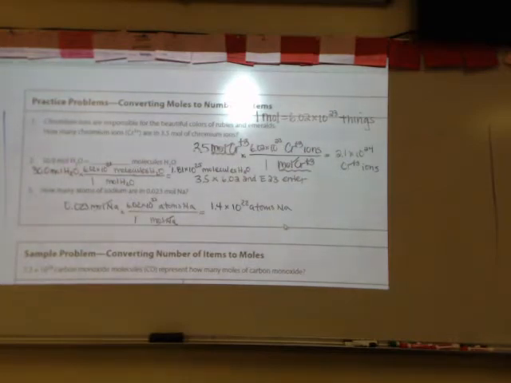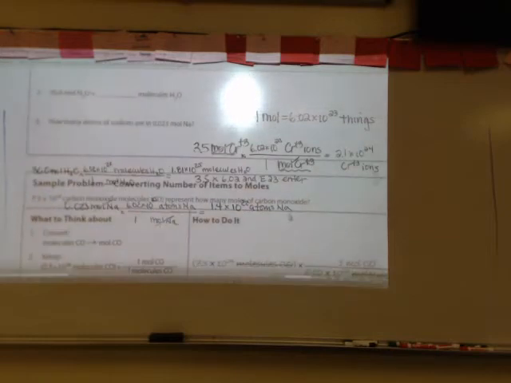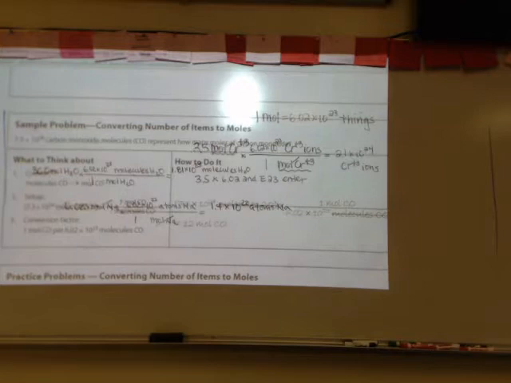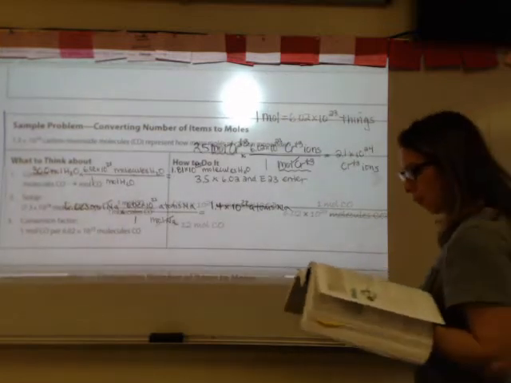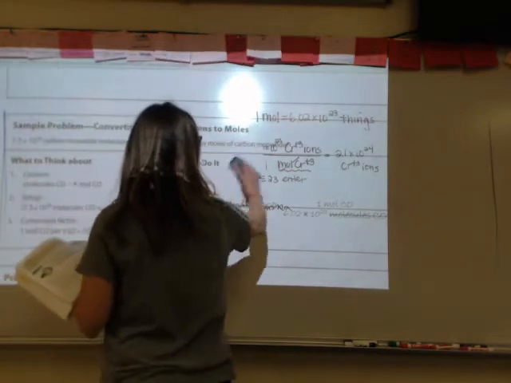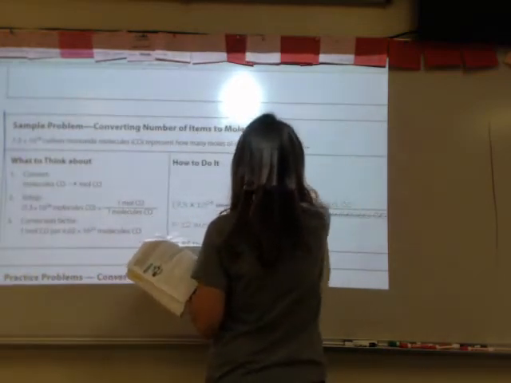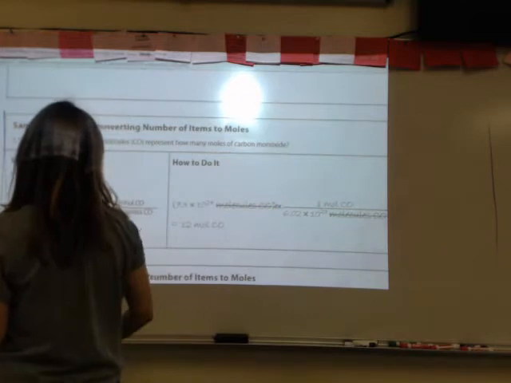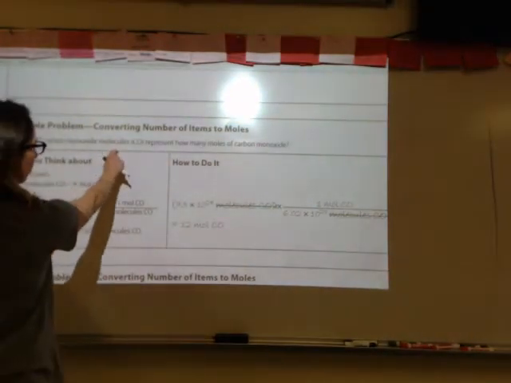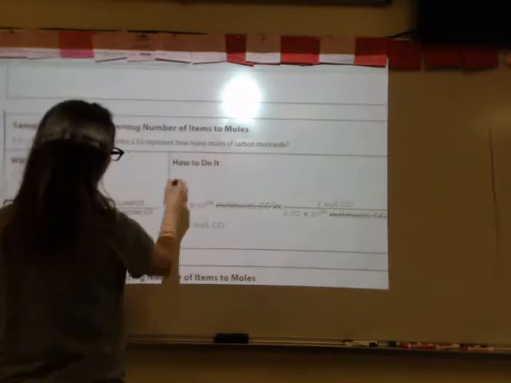Now, what if I am going to convert the other way? So this time I was converting from moles to number of things. But what if I want to convert a number of things to moles? So let's take a look at the sample problem before we do that. I have 7.3 times 10 to the 24th carbon monoxide molecules. We want to know how many moles that is.